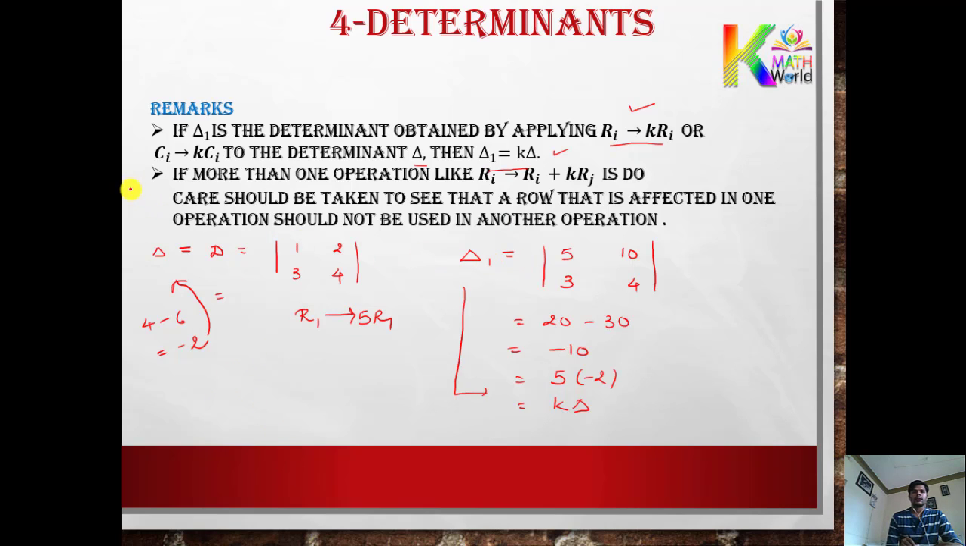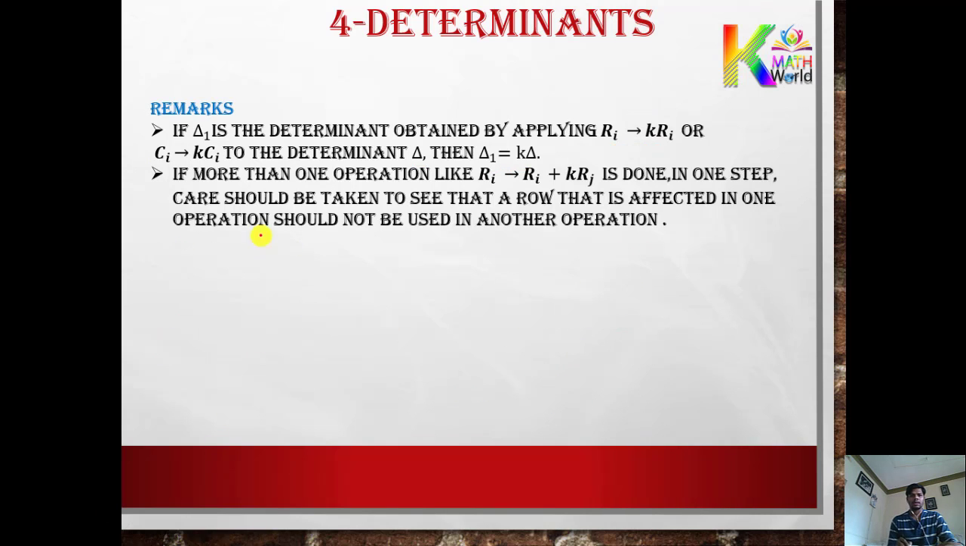Okay, see the second remark. Here there is a slight animation problem. That's why this happened. Now see the second remark. If more than one operation like Ri to Ri plus k Rj is done in one step, then care should be taken to see that a row that is affected in one operation should not be used in another operation.